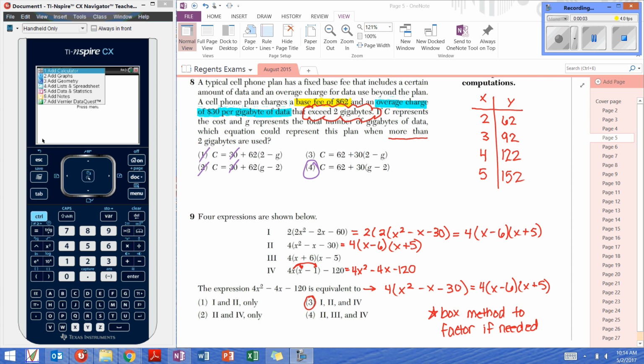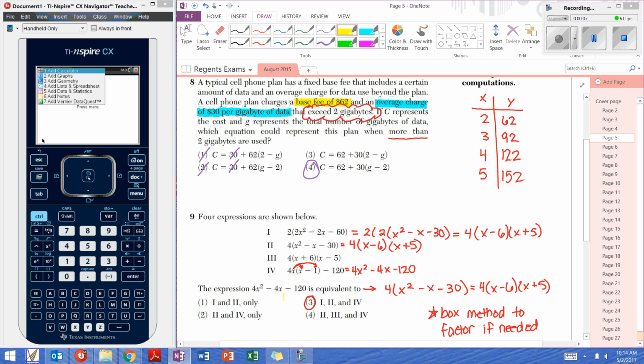When you look at question number 9, they give you 4 expressions and they're asking you to compare them all to this one right here, the 4x squared minus 4x minus 120. So the math way to go about this question: you're going to factor and basically see which ones are the same.